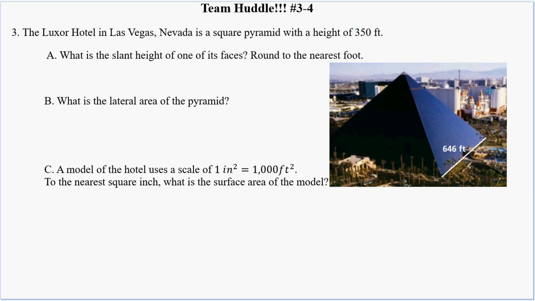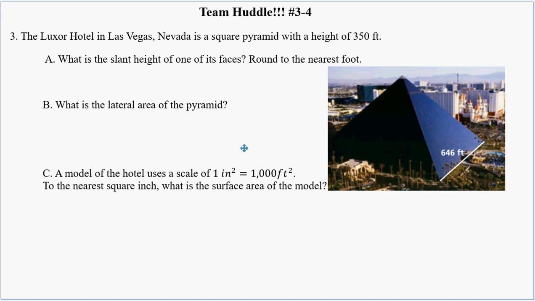So the first thing they ask, well, of course, you should pause the video. You should already have this all done before you're listening to me solve it, right? You did solve it already. What is the slant height of one of the faces? All right, well, let's do this. We're going to sort of look into the pyramid like this. And they told us the height is 350.